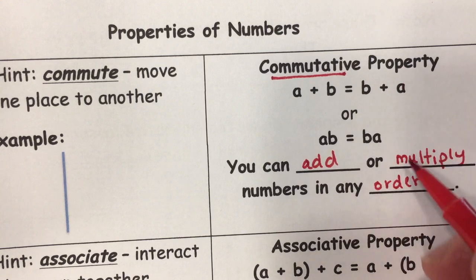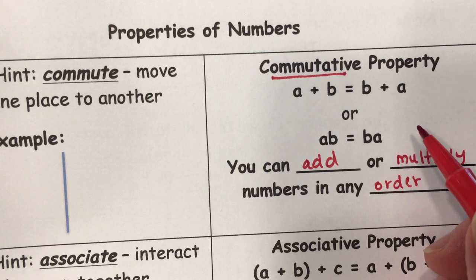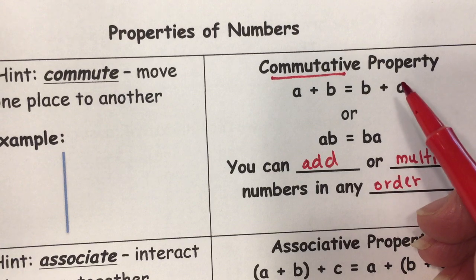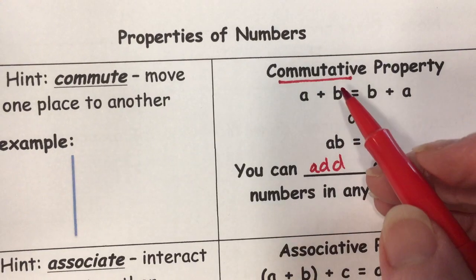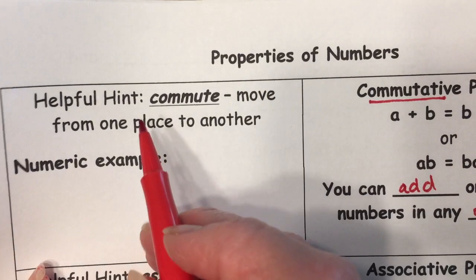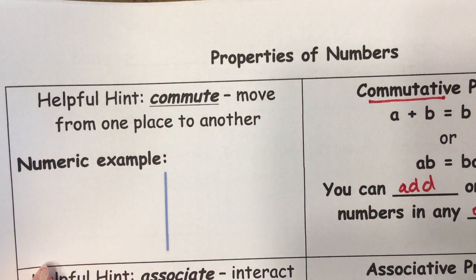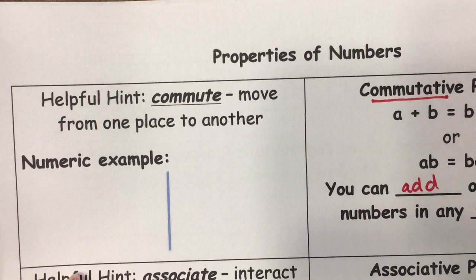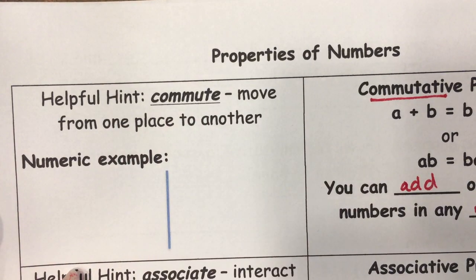All right, so some of what you're going to have to do is you'll be given a set of numbers or letters, and you'll have to say what property is being used. And so the way we remember commutative property is this word over here, commute. Like you may have heard your parents talk about their commute to work. That's when you move from one place to another, right?